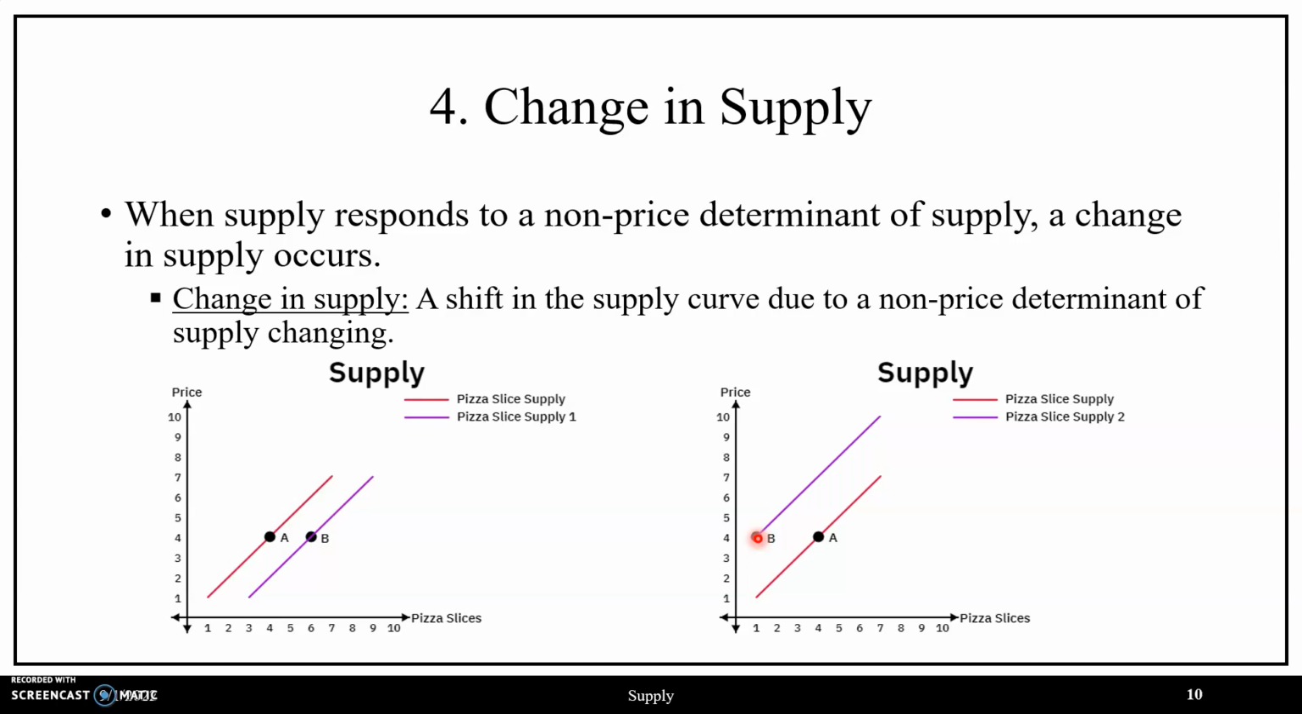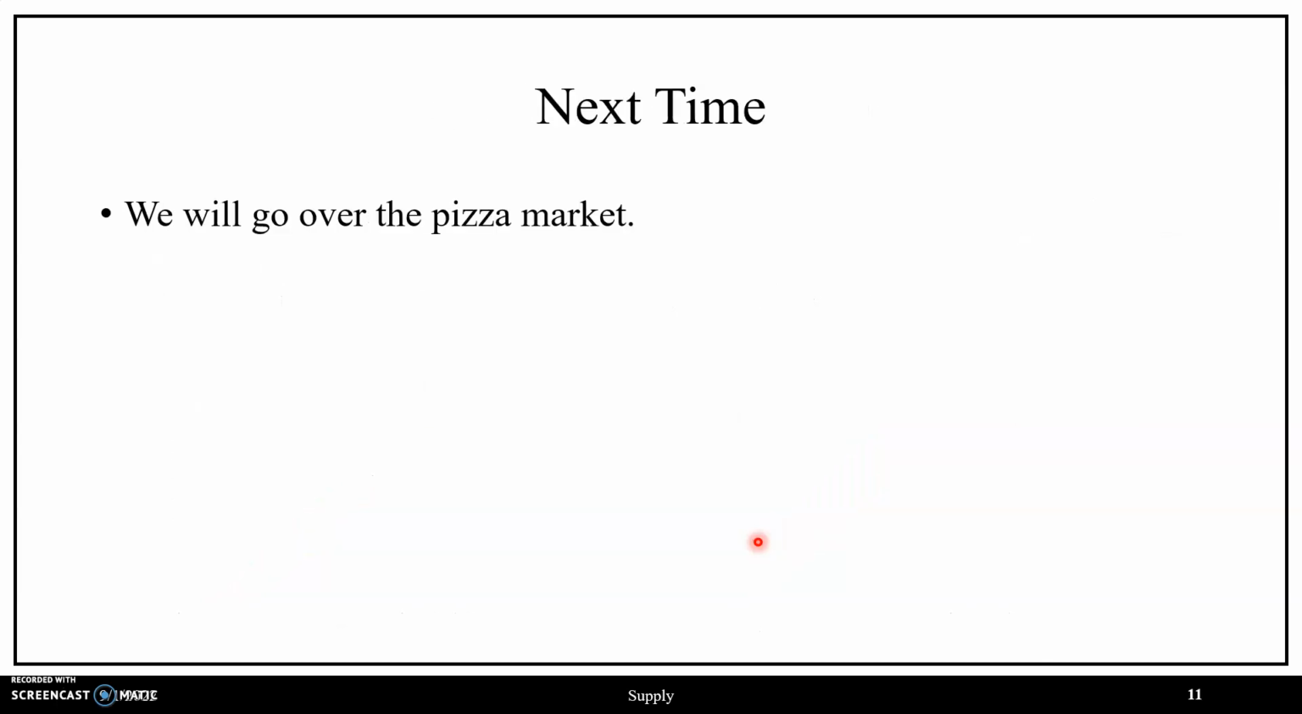With this old oven, they are now at point B, where they're willing and able to sell 1 slice at the price point of $4, which is a reduction of 3 pizza slices. So, with this in mind, what we'll pick up in our next video is by considering our pizza market.